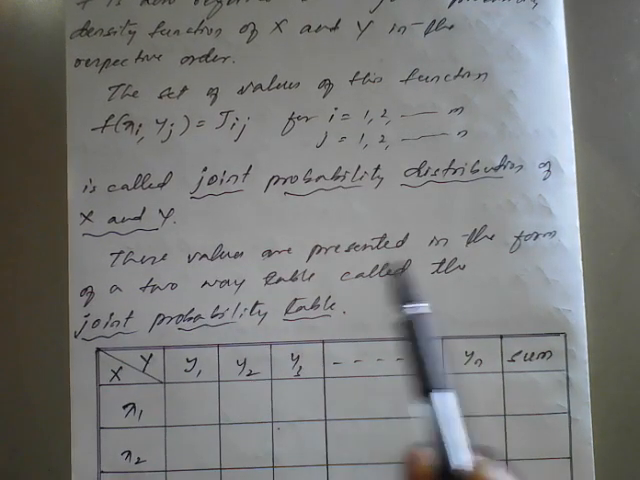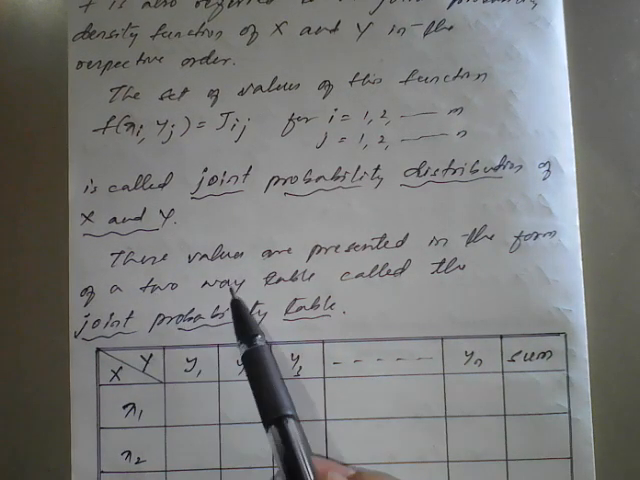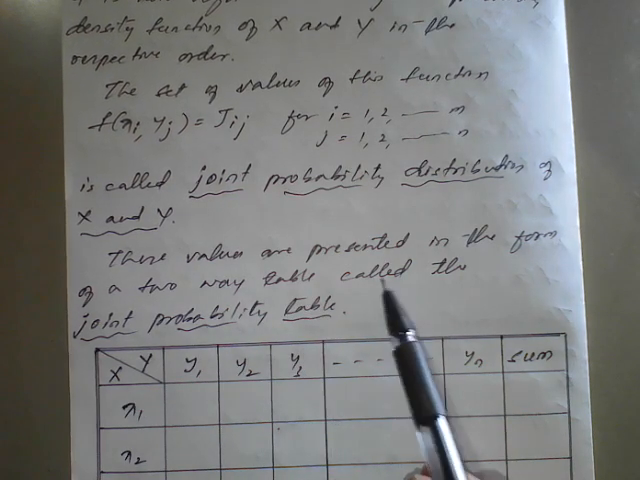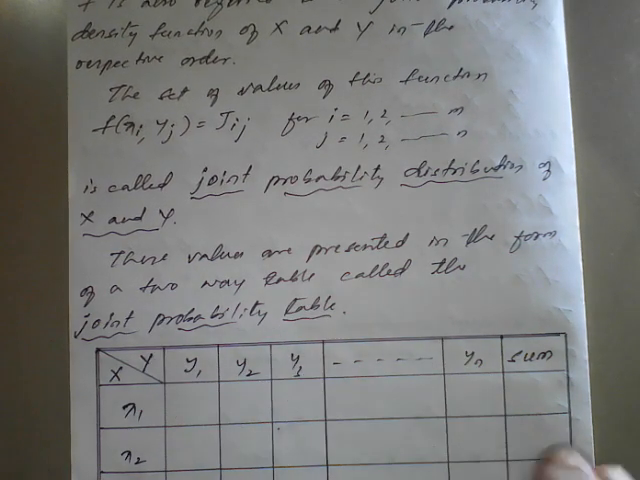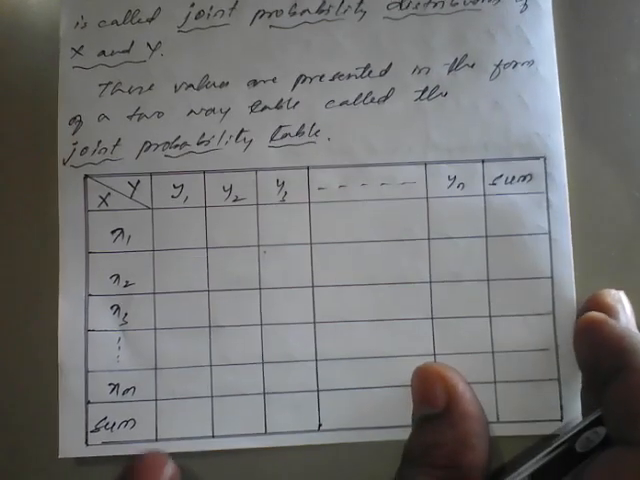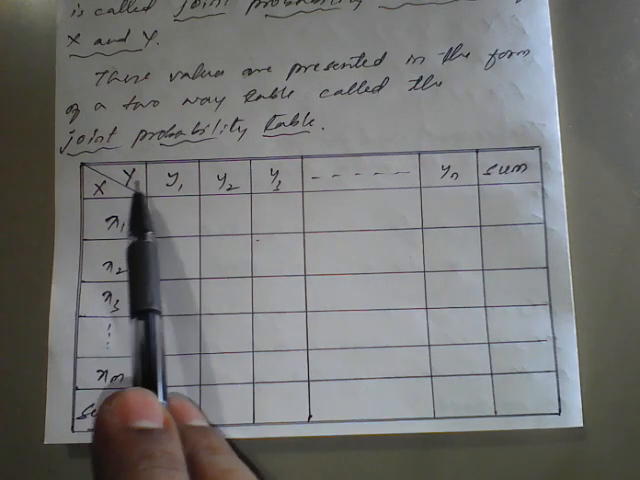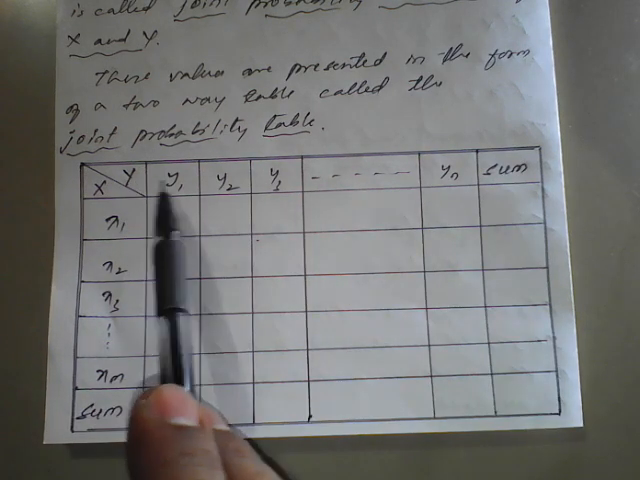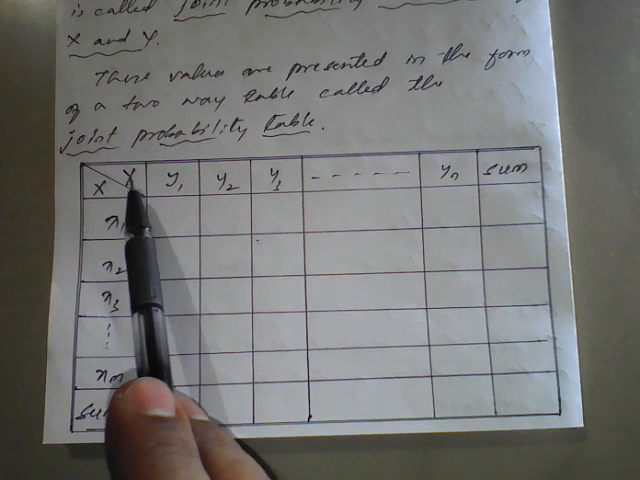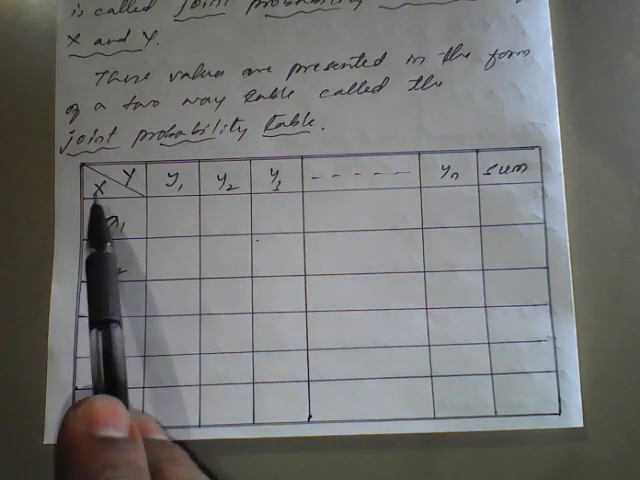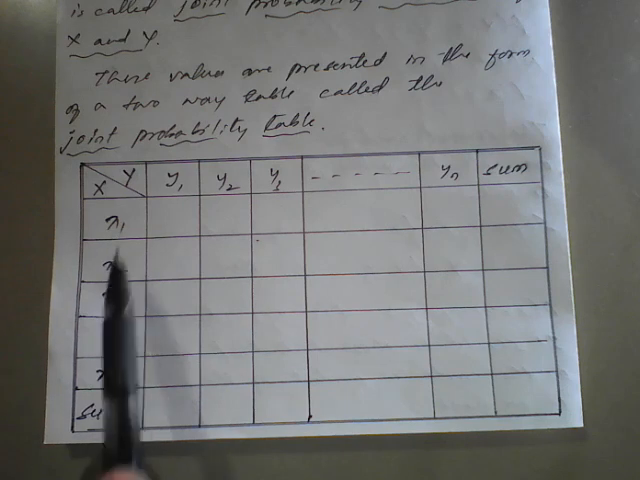These values are presented in the form of a two-way table called the joint probability table. See here, I have taken one table which is very important for solving the examples also. In this table, the horizontal line shows the values of capital Y, which are y1, y2, y3, and so on up to yn, and the values of capital X are x1, x2, x3, and so on up to xm.